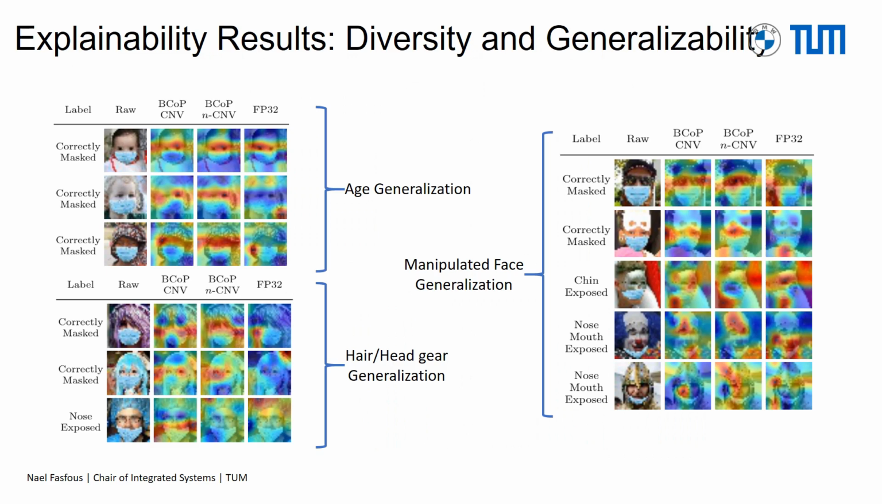We further validate BinaryCoP's performance on different age groups, hair and headgear, as well as heavily manipulated faces, such as wearing double masks or painted faces. We can see that BinaryCoP is indifferent to these aspects as it keeps focusing on the same features mentioned in the previous slide. Interestingly, the FP32 CNN seems to often focus on unrelated regions, here marked in red.